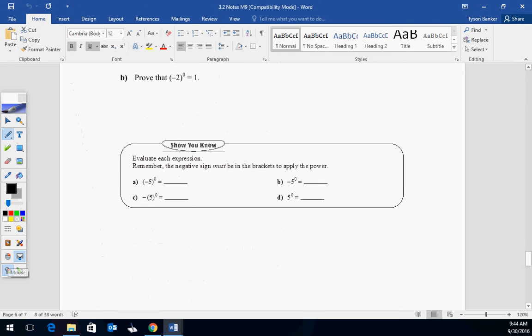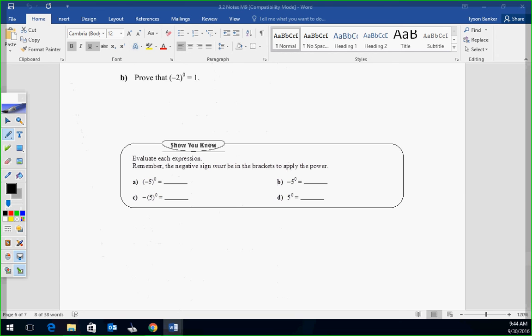I will prove to you why negative 2 to the 0 equals 1. We can prove it using the quotient of powers. I'm going to do negative 2 cubed over negative 2 cubed. So let's just take a second. Anything over itself is 1. We all agree on that?